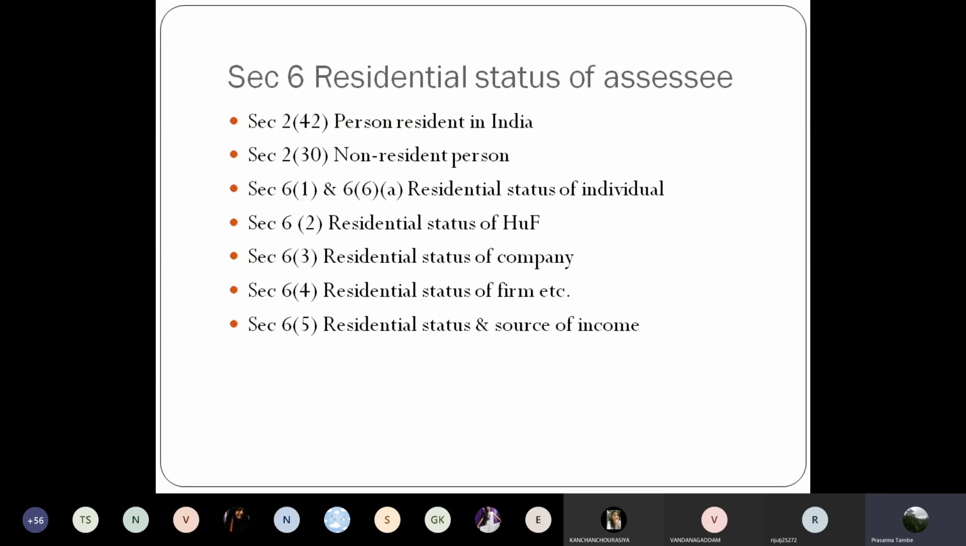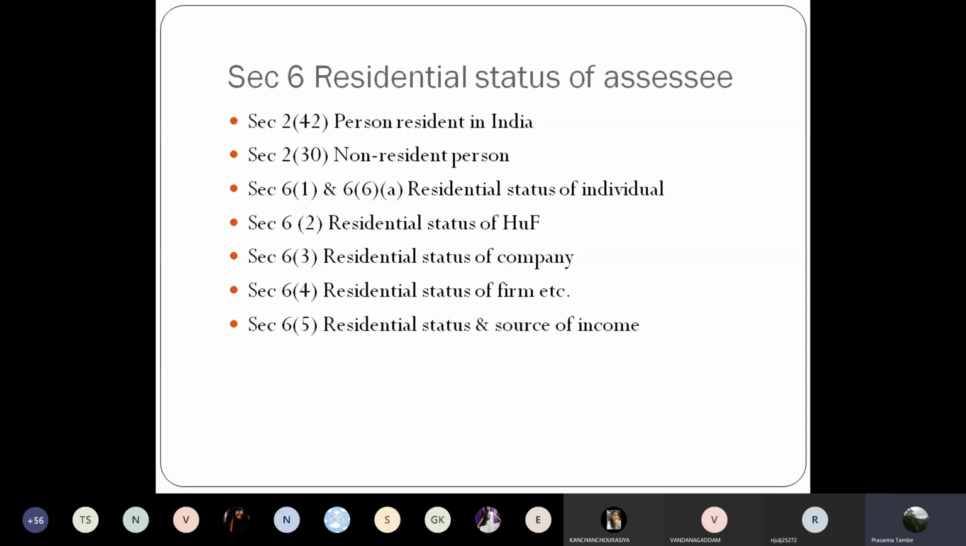So these are different sets of provisions. Now our syllabus also covers these provisions, and we also have computational sums on this, whether a person is resident, non-resident, etc. But that is limited to only individuals. So for HUF, company, firm, we are not going to determine the status. We'll understand the provisions, no doubt, but we will not determine the status or work on practical sums on that. We'll be working on the practical sums of sections 6(1) and 6(6)(a), which are related to the residential status of the individual.